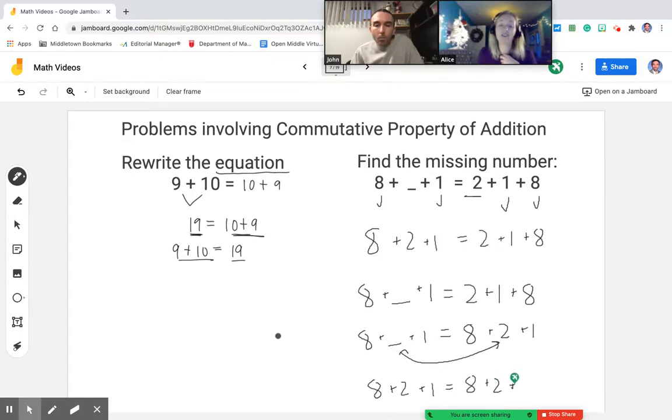And then I always like to also put what the answer is. So 8 plus 2 plus 1 is going to give us 11. No matter what order we write the 3 addends of 8 and 2 and 1, it's going to give you 11 as the answer.